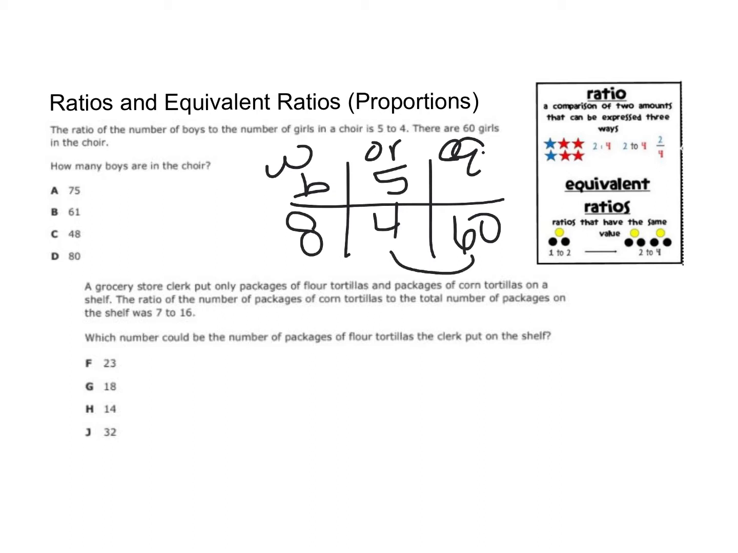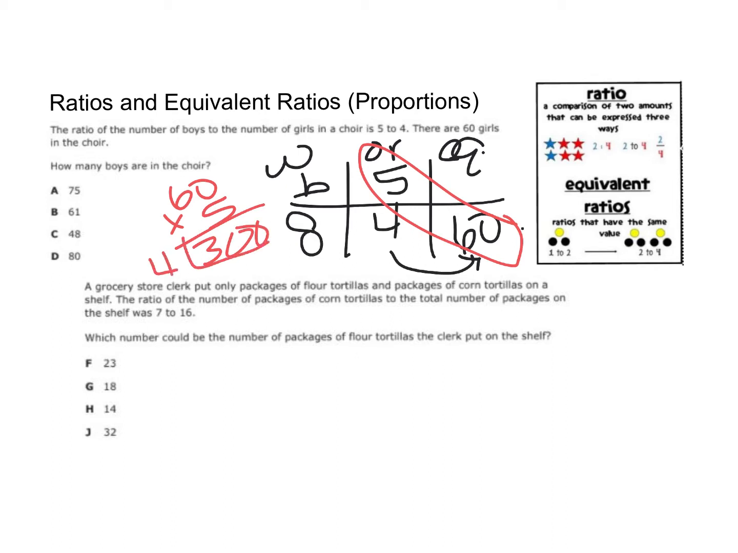So if it's 60 girls in the choir, they want to know how many boys. So this is where you could do either a scale factor, so 4 times something will give you 60, or the best thing you could do is cross products. So 60 times 5 is 300 divided by 4. So that's going to give you 75. So your answer would be 75. So it's easy once you set it up. So again, you do the ratio table.